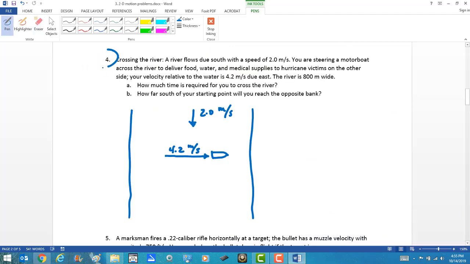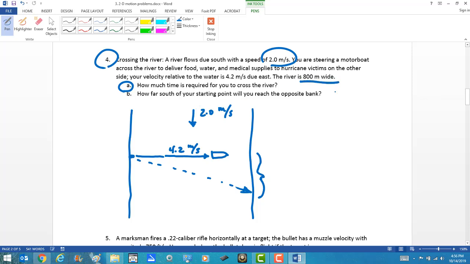This is a classic sort of problem. The way it's usually set up is you're taking a boat across a river, and the river is flowing sideways to your direction of travel, or you're flying an airplane and there's a crosswind blowing. So in this case, the river is flowing at 2 meters per second, north to south, and you're taking a boat straight across at 4.2 meters per second. So intuitively you know, let's say you start here and you head this direction, you're pointing that direction, but your actual travel is going to look like this, and you're going to land on the opposite bank some distance downstream. Part A, how much time is required for you to cross the river?